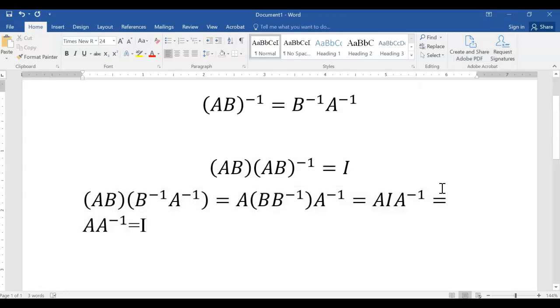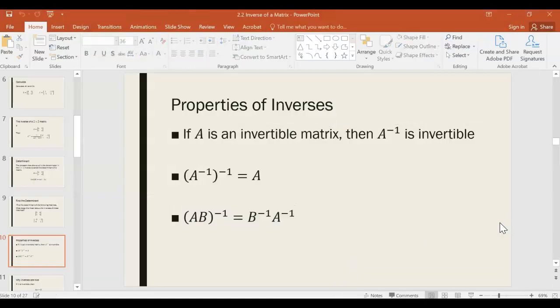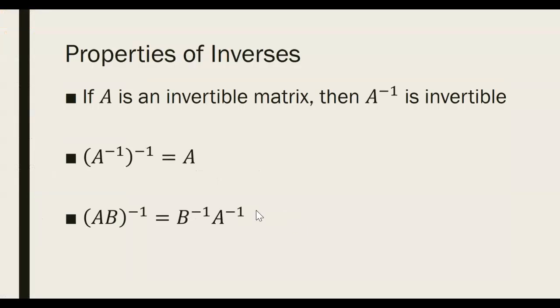But it's basically saying that the inverse of a product is the inverses of each piece, but in reverse order. And by the way, you could do this for any number of matrices. You just have to reverse the order.